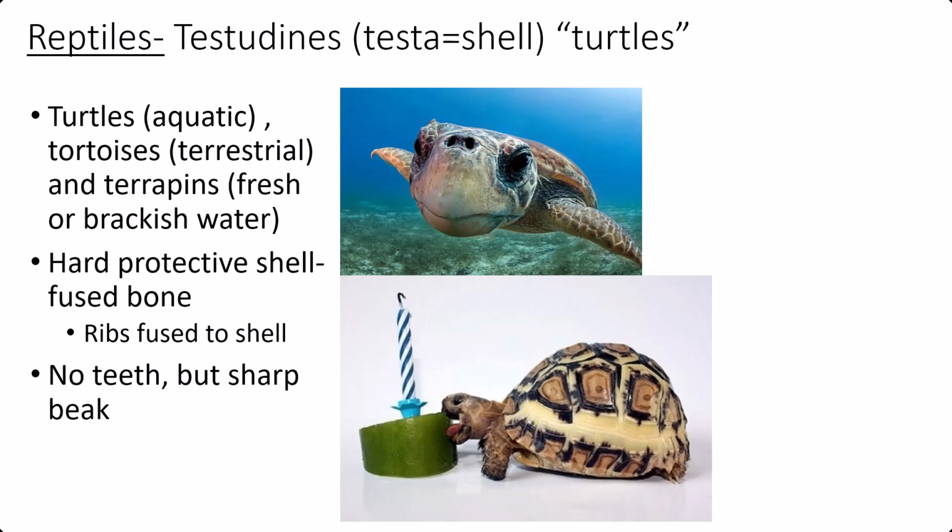So reptiles includes, our book calls them turtles, but technically turtles are aquatic, tortoises are terrestrial, and terrapins live in fresh or brackish water. So testudines is probably more appropriate, but I'm not going to get super hung up on that on the test. These animals have a hard protective shell which is fused to their bones, like their ribs are actually fused to the shell, and they do not have teeth, but they do have a sharp beak.